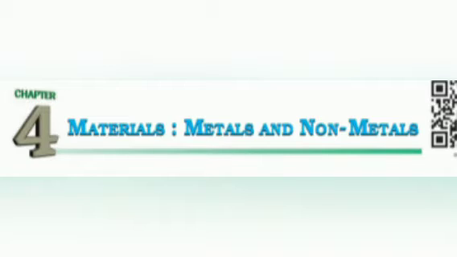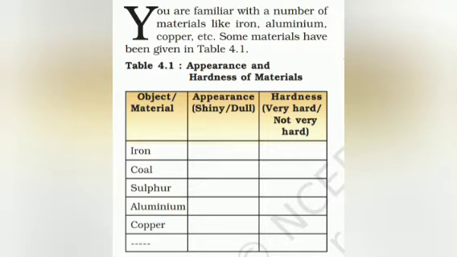Hello students, today we'll start with Standard 8 Science Chapter 4, Materials: Metals and Non-Metals. Here are given the details about metals and non-metals, and the physical and chemical properties of metals as well as non-metals. You are familiar with a number of materials like iron, aluminum, copper.